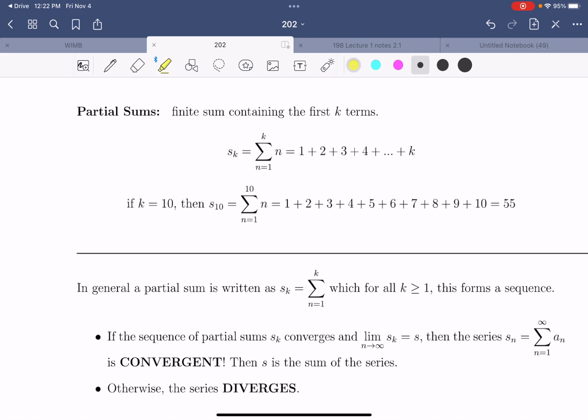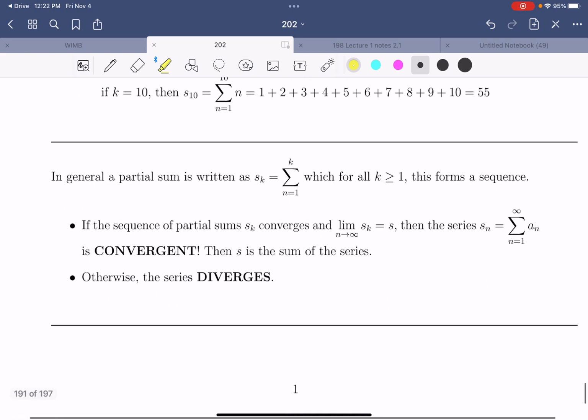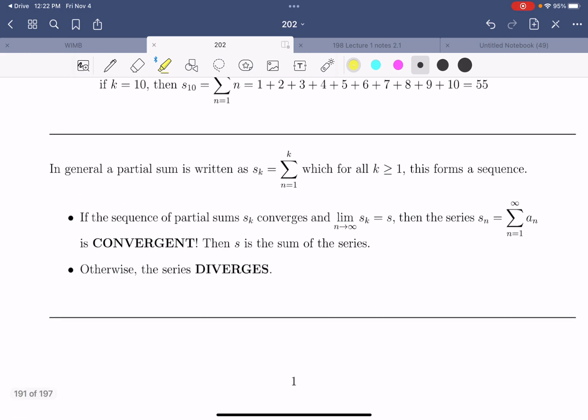In general, our partial sum is written as s_k equals the sum from n equals 1 to k, for all k greater than or equal to 1. This forms a sequence. The sum at 1 is your first term. The sum adding the first 2 is your second term. Adding the first 3 is your third term. Adding the first 4 gives you the fourth term. And that's a sequence, and we want to know if that sequence is convergent or not.